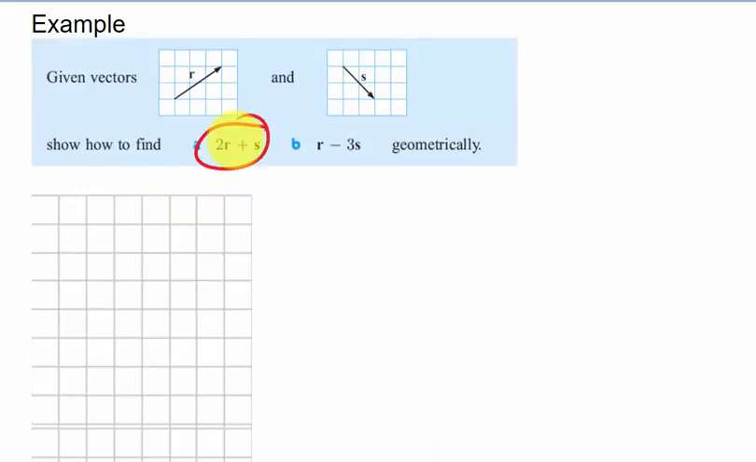Again, I'm just going to do a graphical example here. 2r just means that I have the exact same vector twice. So I have 1, 2, 3, 1, 2. So 3 horizontal and 2 vertical. So I'm going to start here. 1, 2, 3, 1, 2. 1, 2, 3, 1, 2. So there's my 2r. And then I'm going to add s, and that looks like it's 2, negative 2.